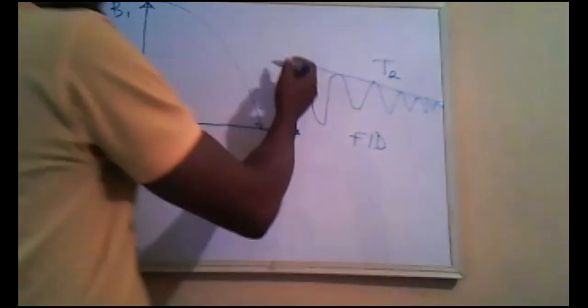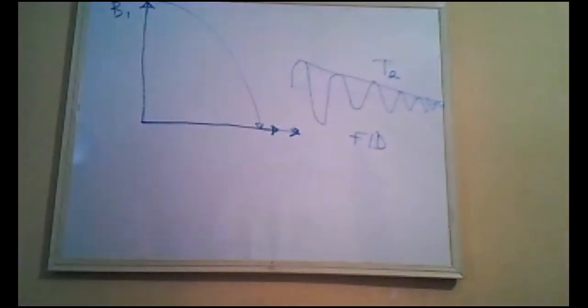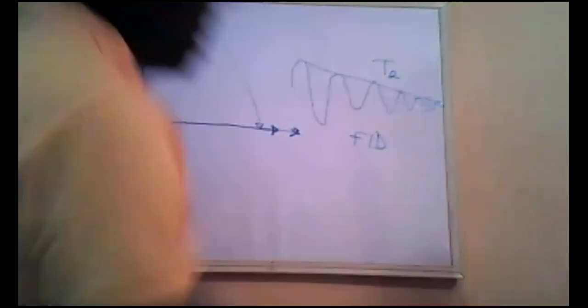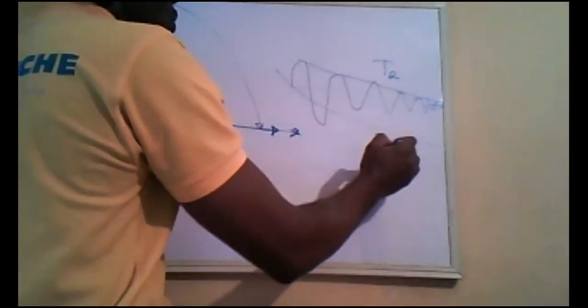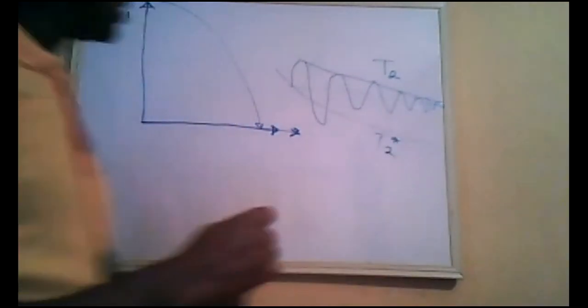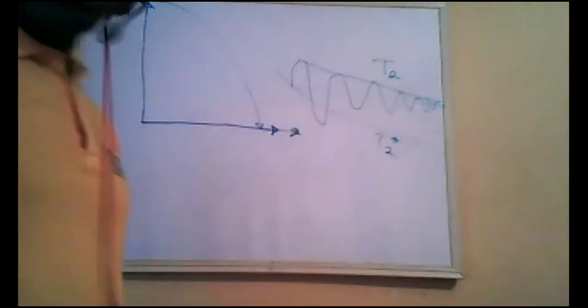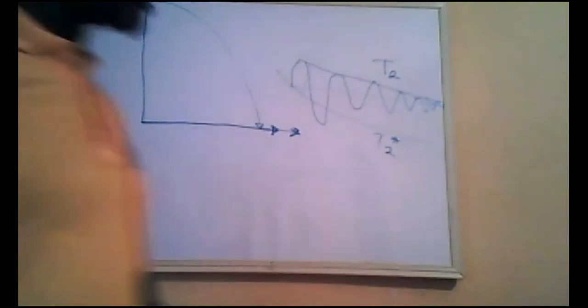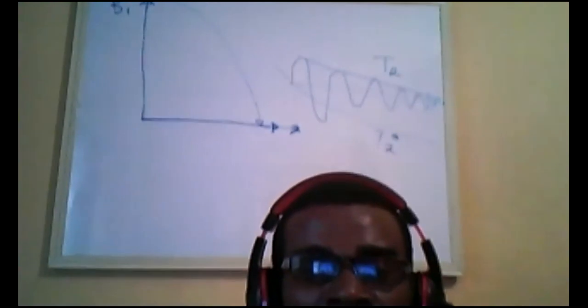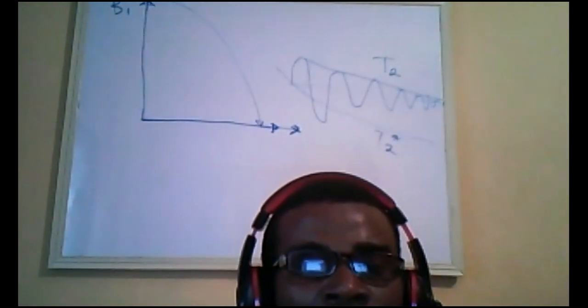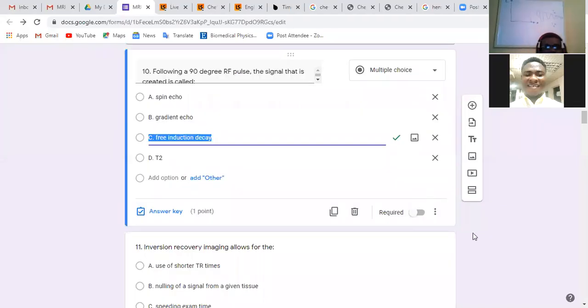Whereas for T2 star decay, the decay is because of the inhomogeneity and other stuff. We have a T2 star decay. So it's actually the FID, not the T2. This is our signal, and the intensity of the signal will continue to decrease with time. So let's continue. So that's the free induction decay.